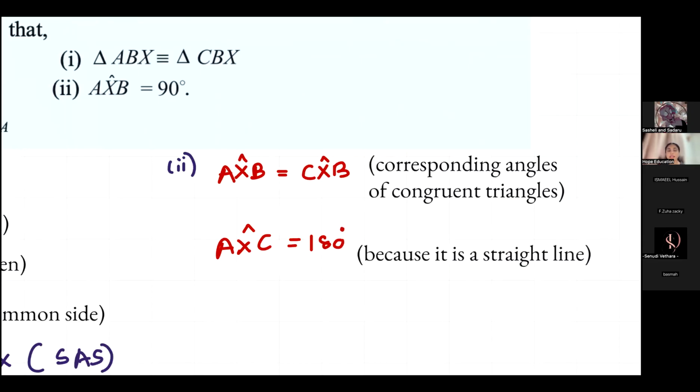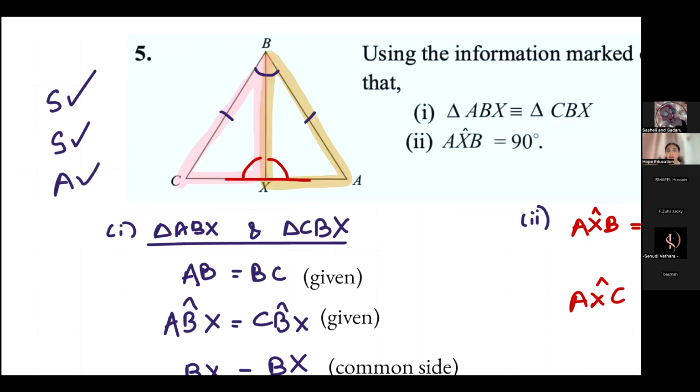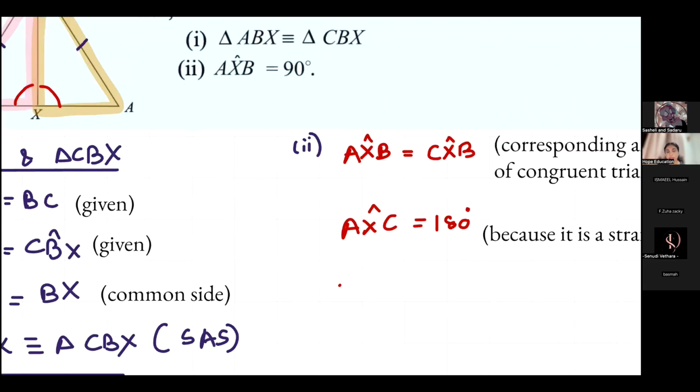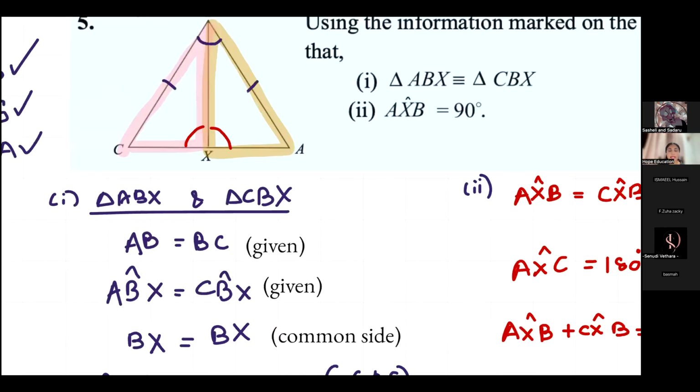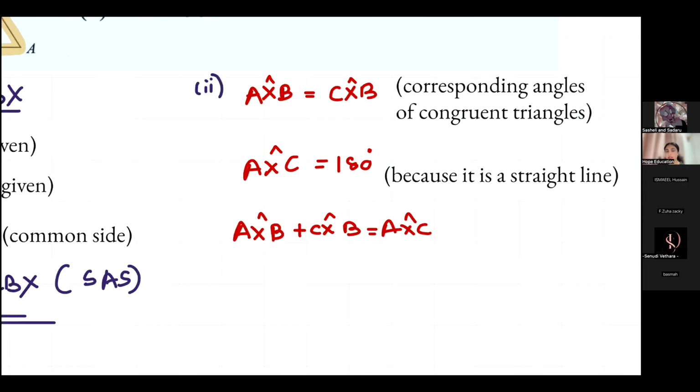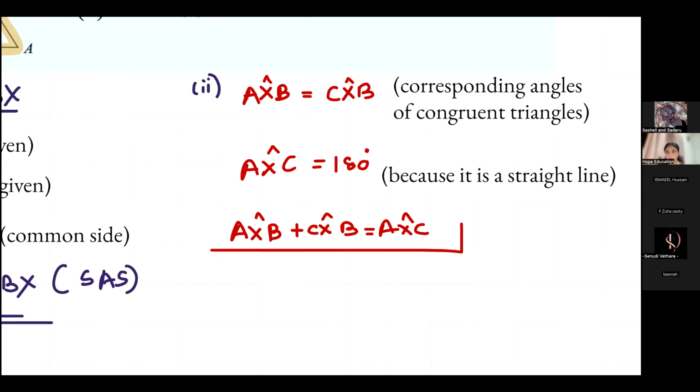If you look at this straight line AXC, it's made of these two triangles, no? So AXC I can write like this: AXB plus CXB equals AXC. See, angle AXB plus angle CXB together make this straight angle. That is why I wrote it like this. Is this step clear to you, Lamai? Yes, teacher. Okay, others?